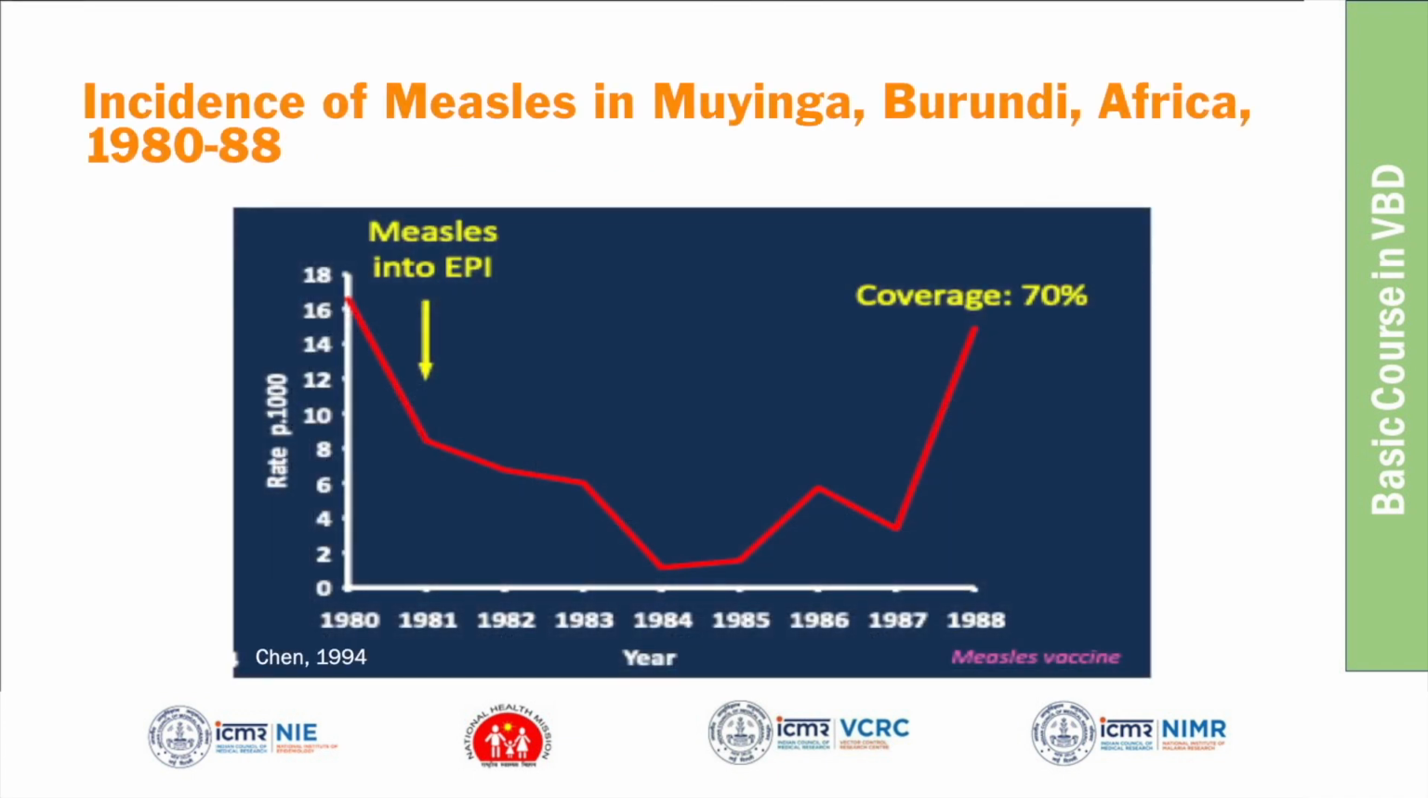and evaluate the interventions. You can see the data from 80 to 88. After implementation of the immunization program, we can see the downward trends of the diseases.